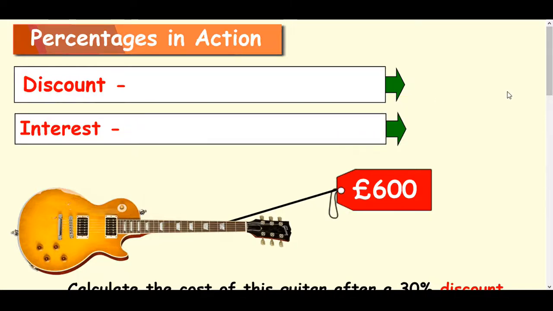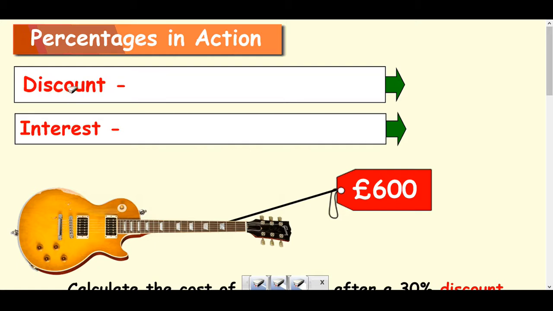Hi there. In this lesson, we're going to look at percentages in action. What I mean by that is using percentages in real life situations. Now, there's a couple of new words here that I would get you to copy down that are important. Some of you might know what the answers are already and what these words mean. However, the two words we're going to look at are discount and interest.